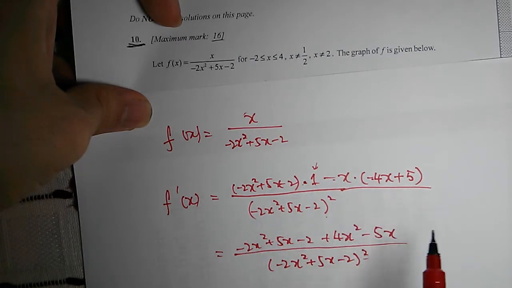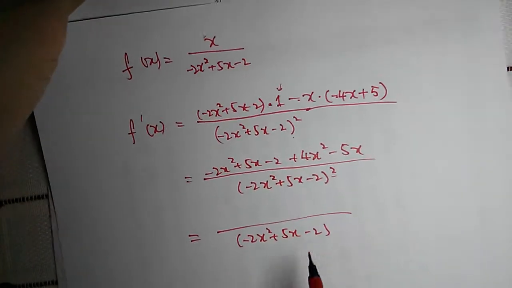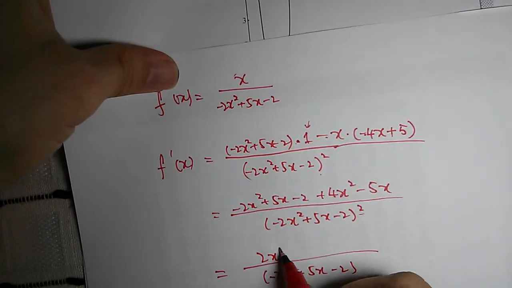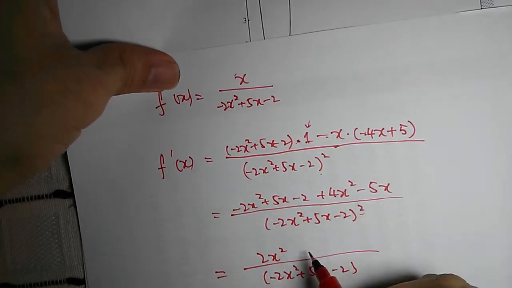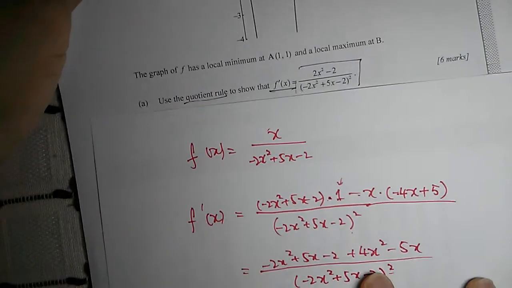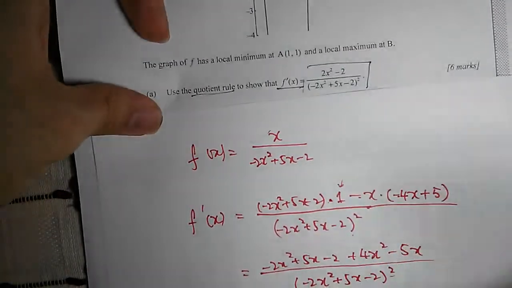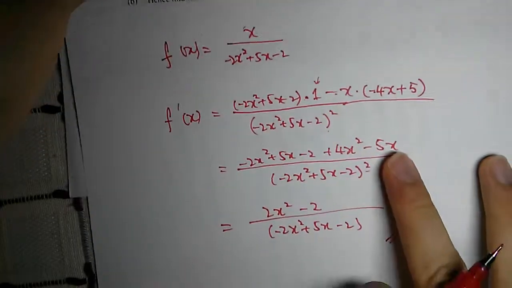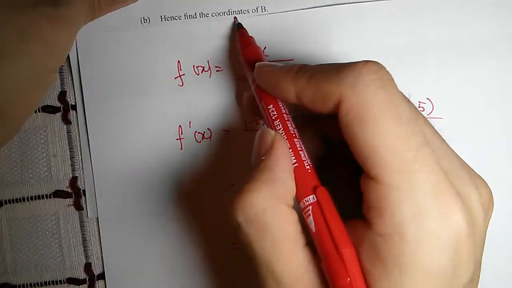What do we have here? 4x squared minus 2x squared is 2x squared. 5x minus 5x gone, minus 2. Does it look like what they want? It's exactly what they want, so we stop here. Done. Second part, find the coordinates of B.